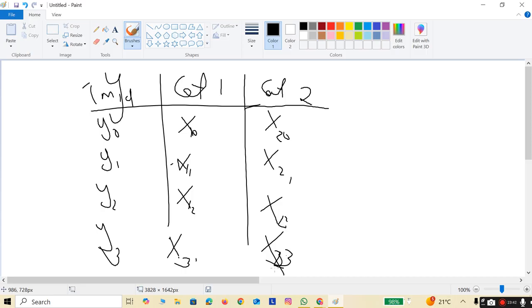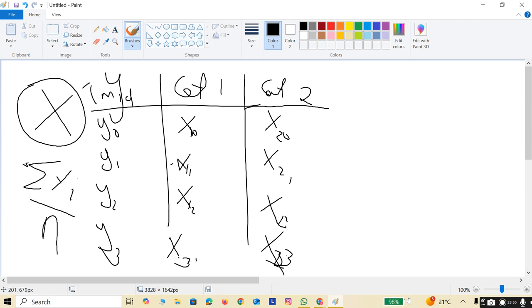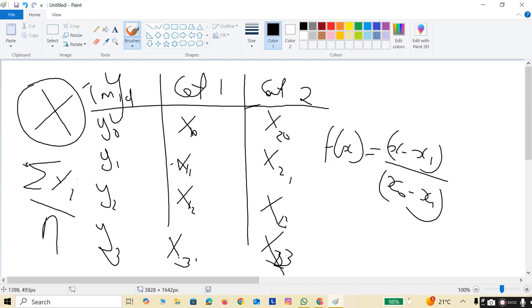Then there is a value of x. In most cases, this x is calculated by just summing the xi's, then dividing by n. So in short, finding the mean. So the Lagrange formula always says f of x is equal to x minus x1 all over x naught minus x1, times y naught, plus the same pattern until you finish.